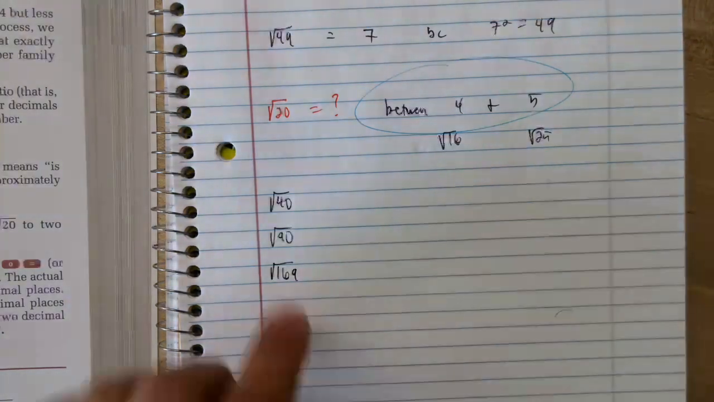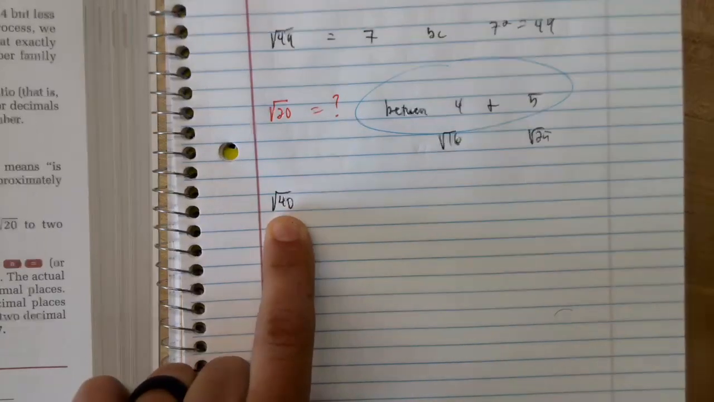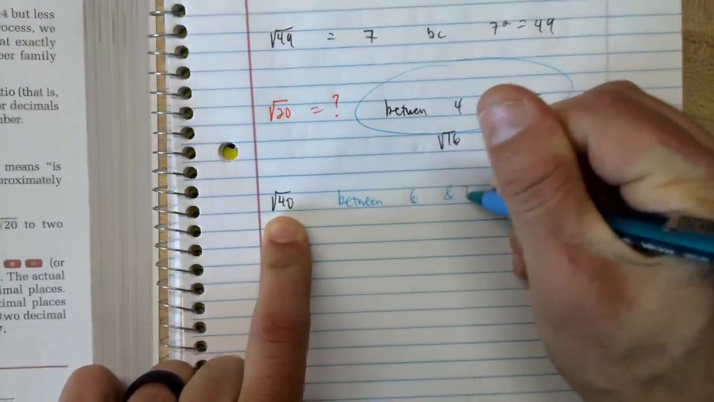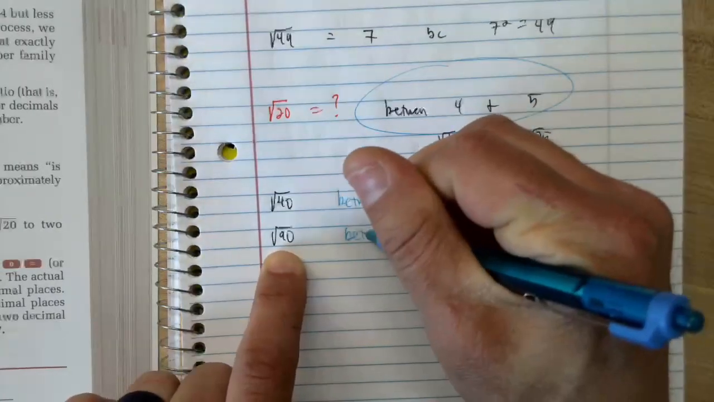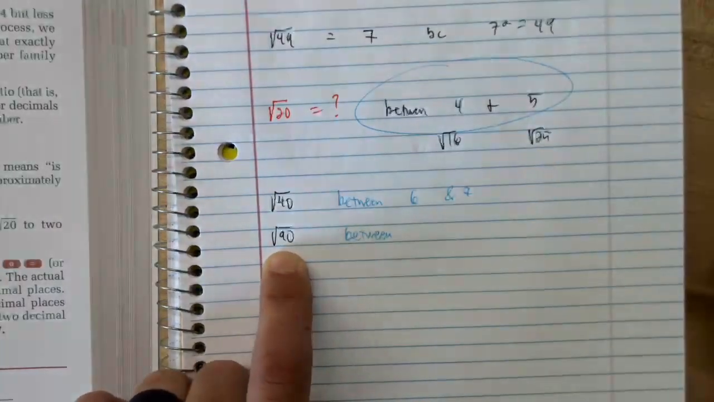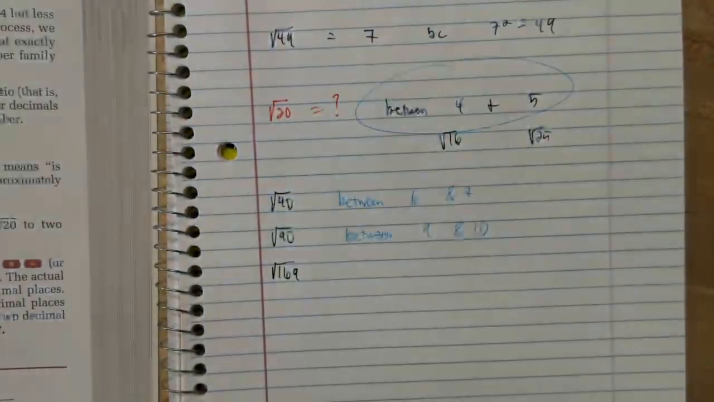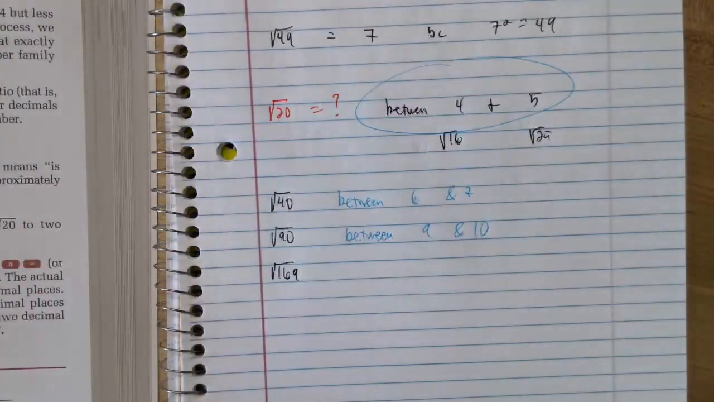So, what two numbers is the square root of 40 between? 6 and 7. Good. Between 6 and 7. What about the square root of 90? 9 and 10. Because 9 squared is 81, 10 squared is 100, and 90 is right in the middle.